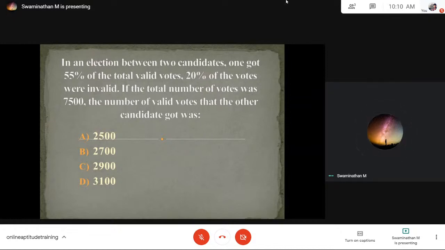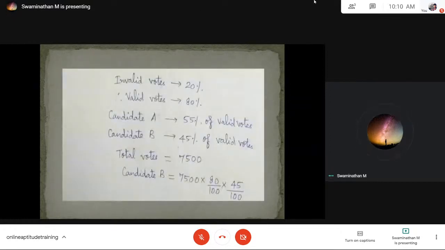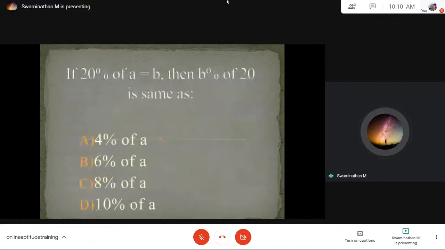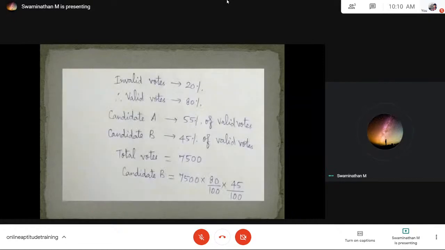So it's like invalid votes 20%. So therefore, valid votes is 80%. One candidate got 55% of valid votes. So the remaining, the other candidate got 45% of valid votes. So if total votes is 7,500, the other candidate got 45% of the valid votes, which is nothing but 80% of the total votes. So 7,500 into 80 by 100 into 45 by 100. Okay, do you all get this one?